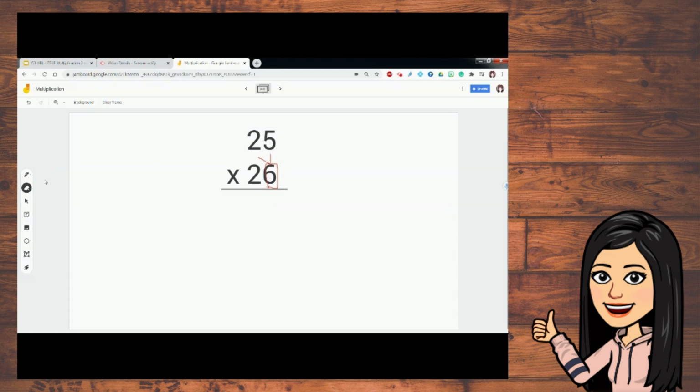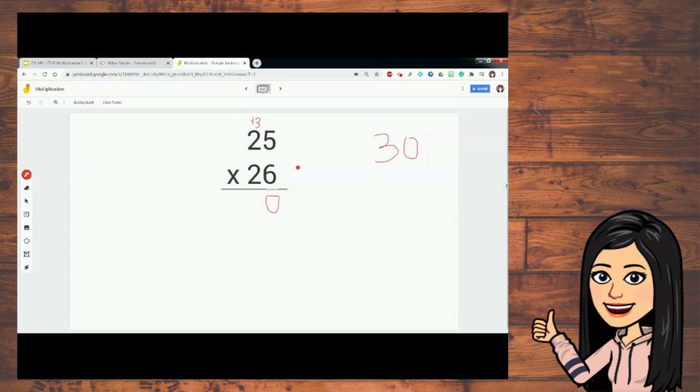Okay, are you ready? So let me erase this first. Okay, now let's continue. First, we have to multiply 6 to 5. So 6 times 5 is equals to? Okay, very good. Is equals to 30. Now, we cannot put 30 down here, so we have to separate these two digits. So we're going to put 0 here, and then we're going to put here plus 3.